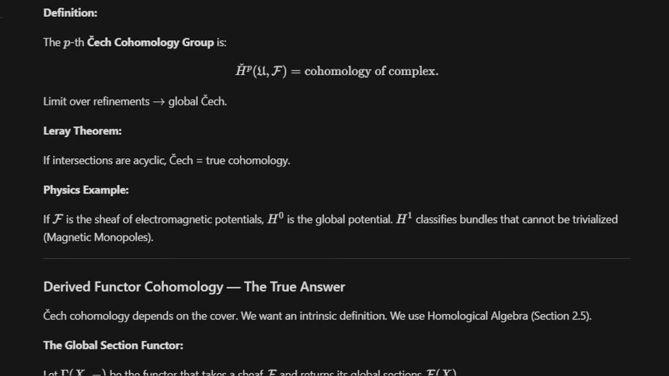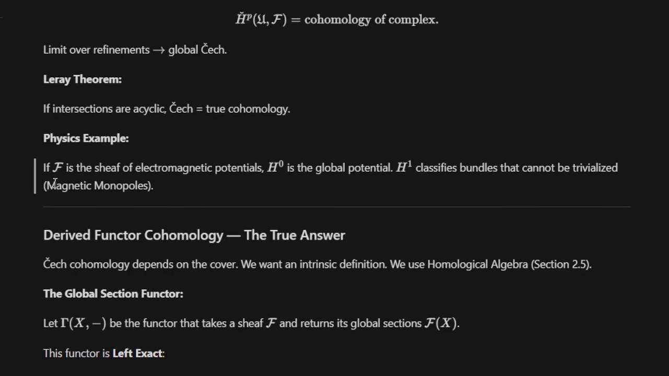Leray's theorem tells us that if intersections are acyclic, the Čech gives us the true cohomology. So let's look at a physics example. If F is the sheaf of electromagnetic potentials, and H1 is the global potential, H2 classifies bundles that cannot be trivialized, so the magnetic monopoles.